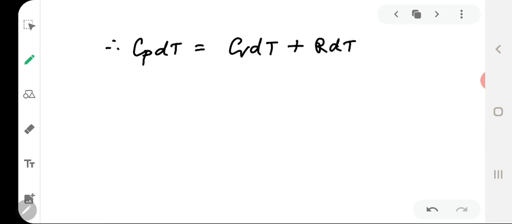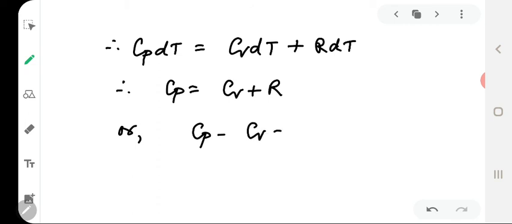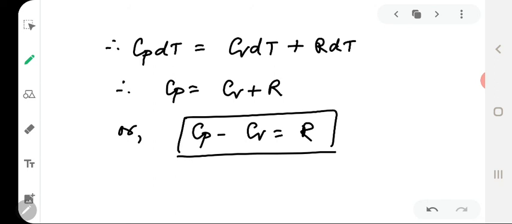So now we can write down, therefore, Cp dT is equal to Cv dT plus dW. Instead of writing P dV, we will write down R dT. Therefore, we get Cp is equal to Cv plus R, or we can write down Cp minus Cv is equal to R. So this shows that Cp is greater than Cv.